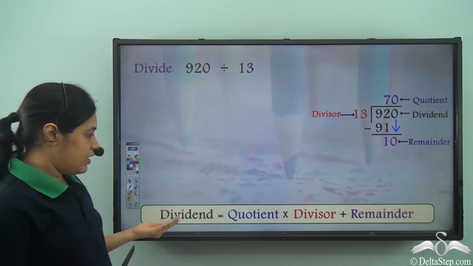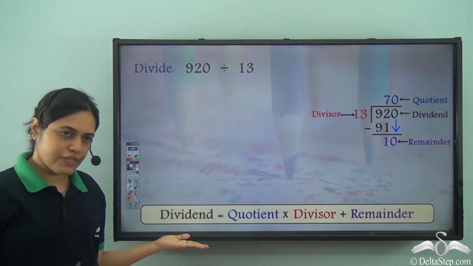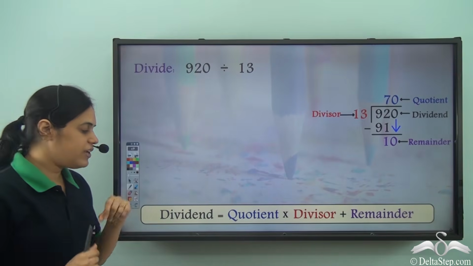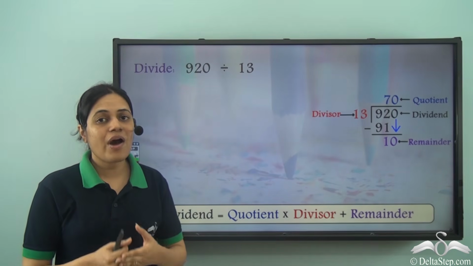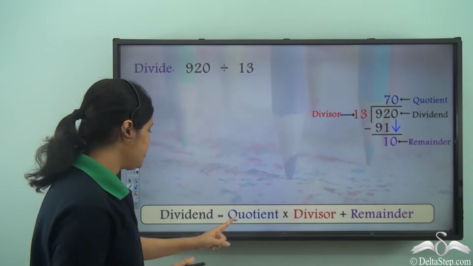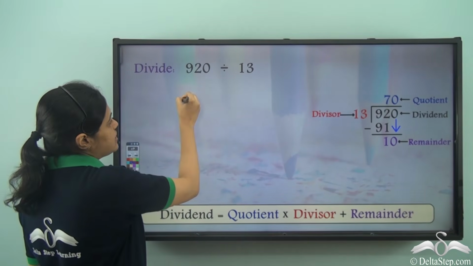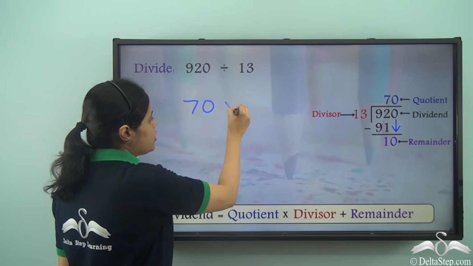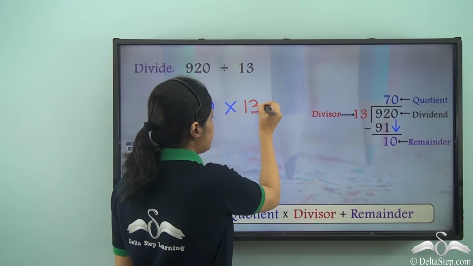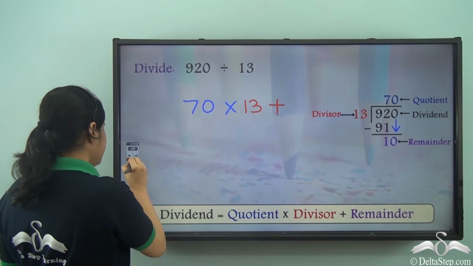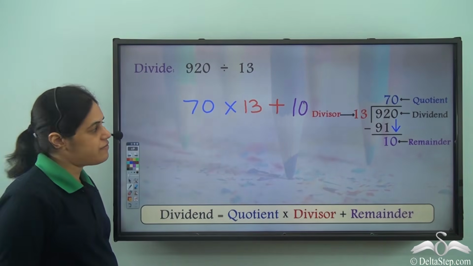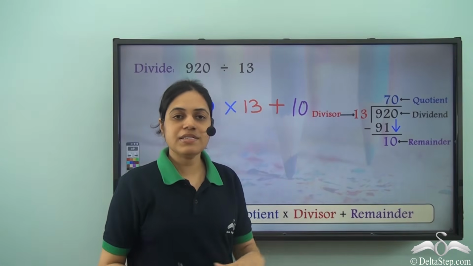And we know that in a division, this always holds. That is, quotient into divisor plus remainder will give me dividend. So this is how I can check whether my division is correct or not. So let's check that. So quotient is 70 into divisor. Divisor is 13 plus remainder. Remainder is 10. This is what I have. So 70 into 13 plus 10.